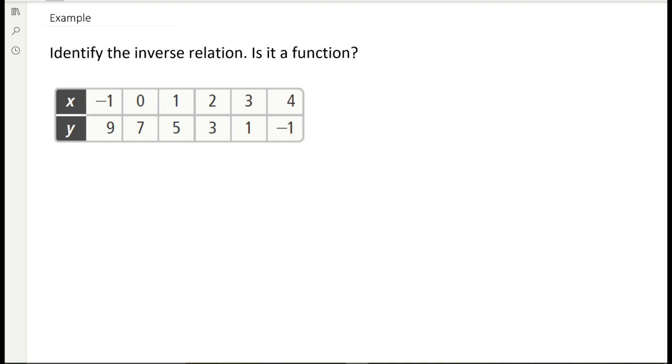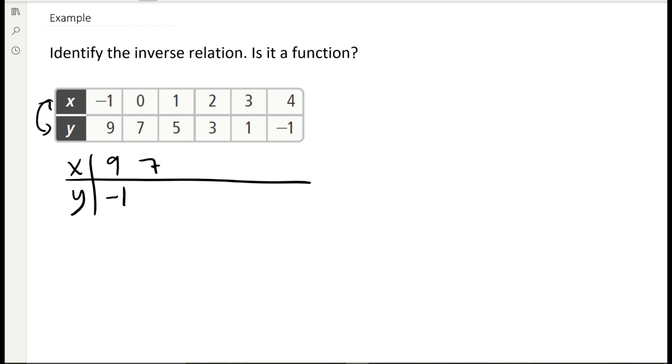So identify the inverse relation and is it a function. You have a relation given below. Remember, a relation is simply any set of ordered pairs, and that's what's given below. Now, is the inverse a function? Let's do the inverse first. We're going to swap the x and the y coordinates here, so the x is y, y is x. So you're going to have (9, -1), (7, 0), (5, 1), (3, 2), (1, 3), and (-1, 4). That's going to be our inverse relation.